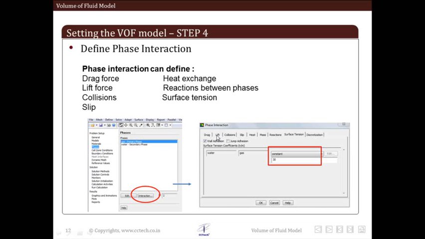There is drag, lift, collision, slip, heat exchange, mass transfer, reactions between different phases, surface tension, etc. We can define any of the interactions that we want. It is not necessary to define all the interactions, but depending upon what physics or what problem we are modeling, we need to define those respective interactions. Once we define them, we click on OK and the phase interaction is defined. So we have defined phases, we have defined material for the phases as well as phase interaction.